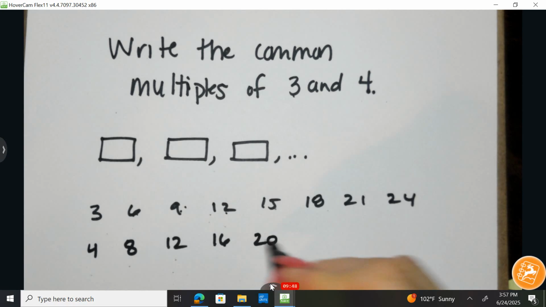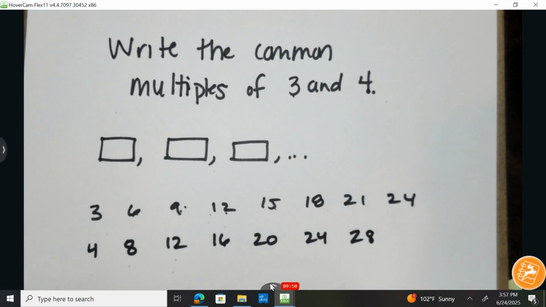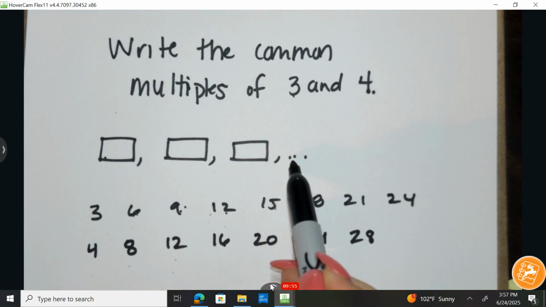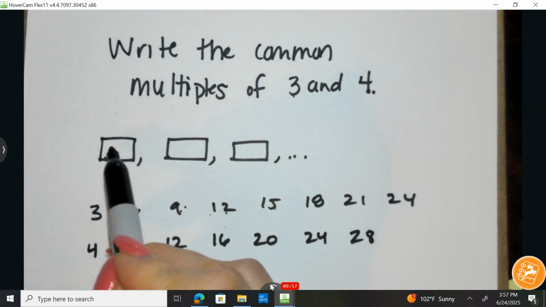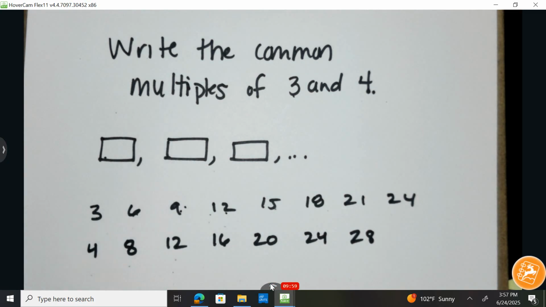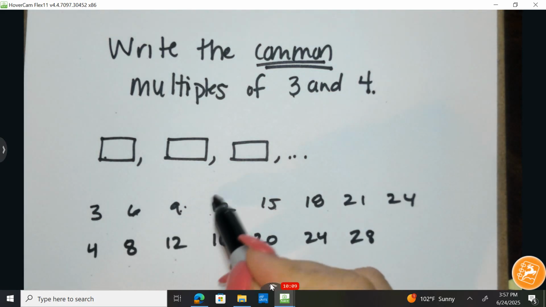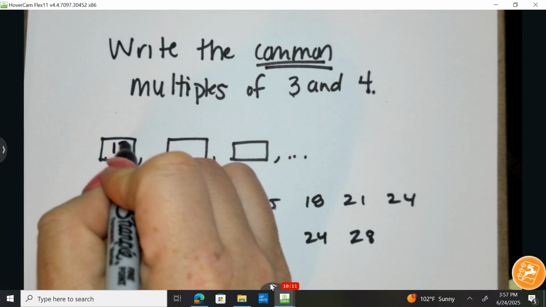Okay, now here I can see I want to fill in the boxes, and this means it continues to go, but I only need to list the first three. So what's the first common number we see in the list? And we want to write this from least to greatest, which is ascending. So there's not a 3, there's not a 4. The first number they have in common is 12.